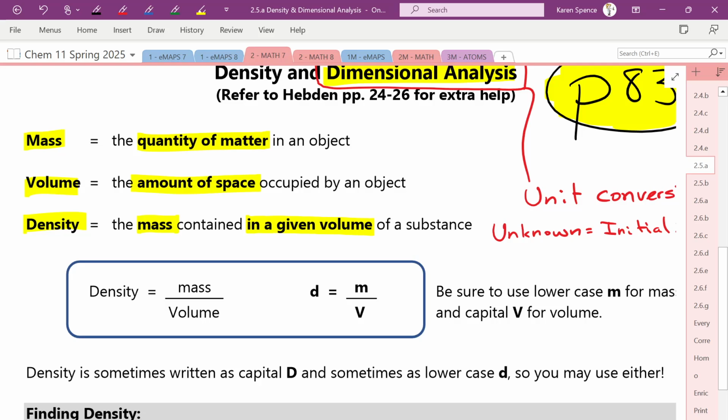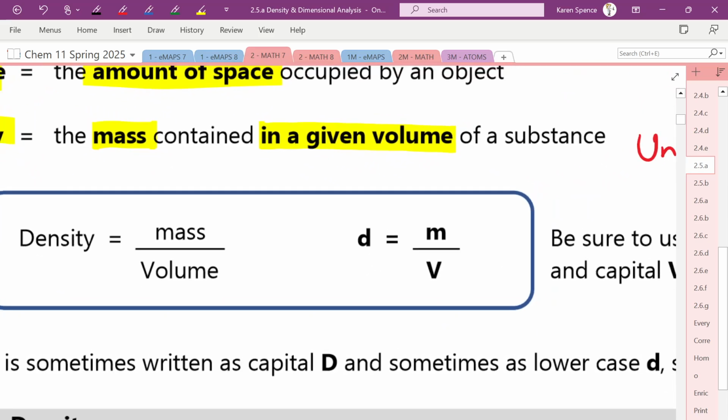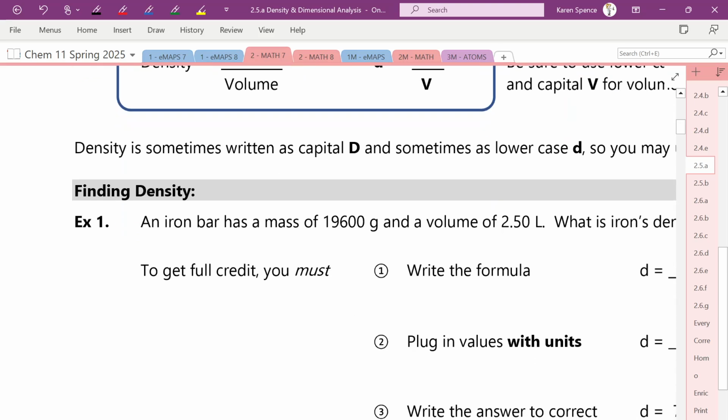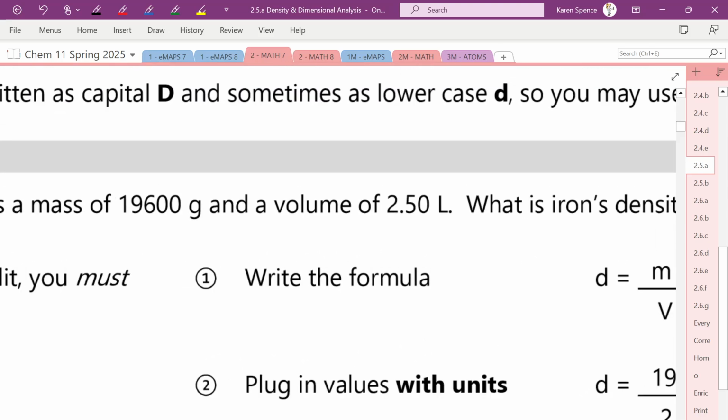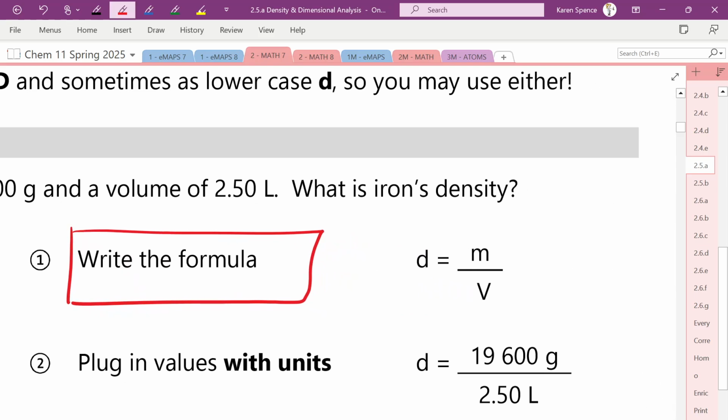So how do we calculate the density of something? All we do is we take its mass and we divide by its volume. Can you guys stop talking? Okay. So we have density is mass divided by volume. So if you are solving for density, you need to write the formula. This is to get full credit. Write the formula. So you will get a check mark for this. So that's 1 mark.